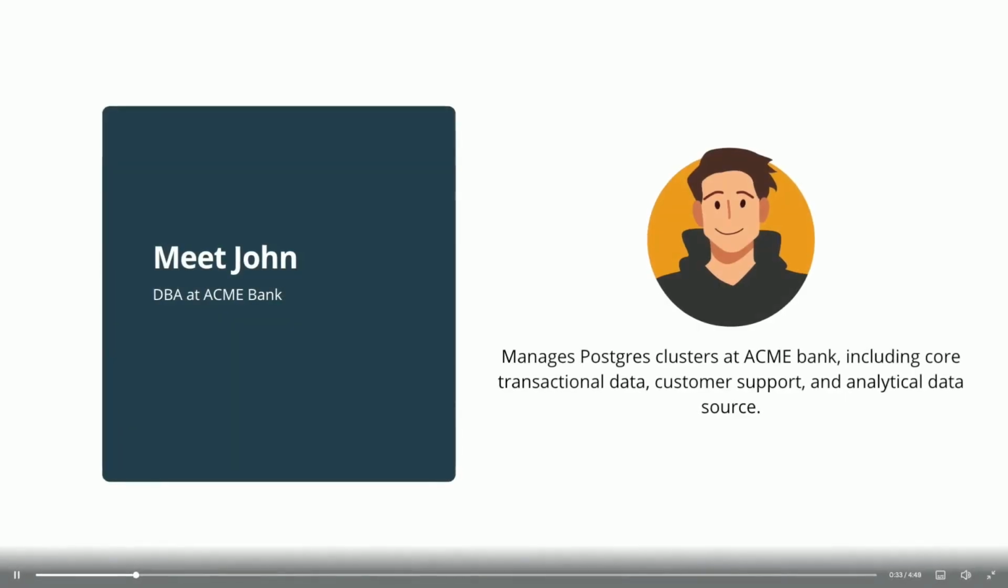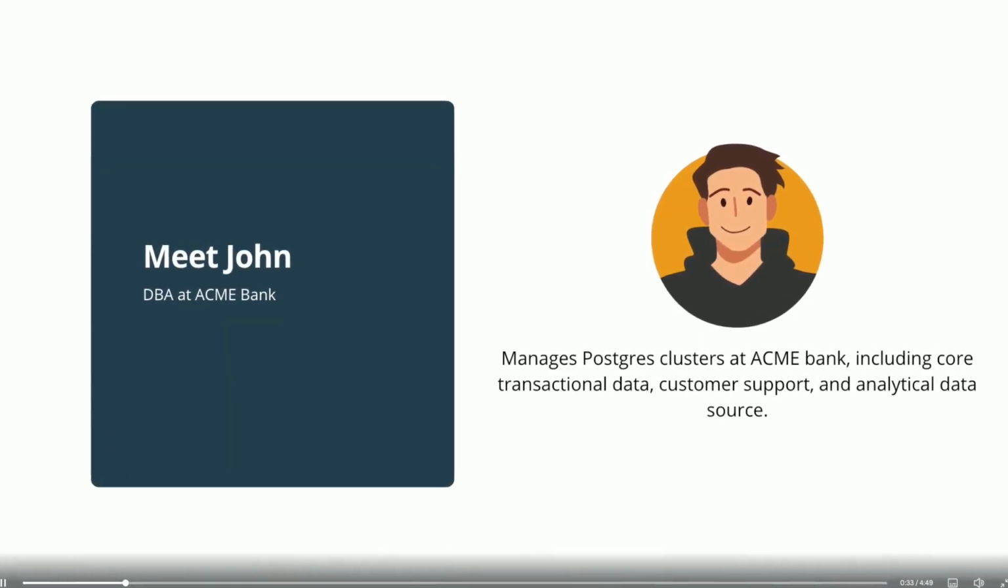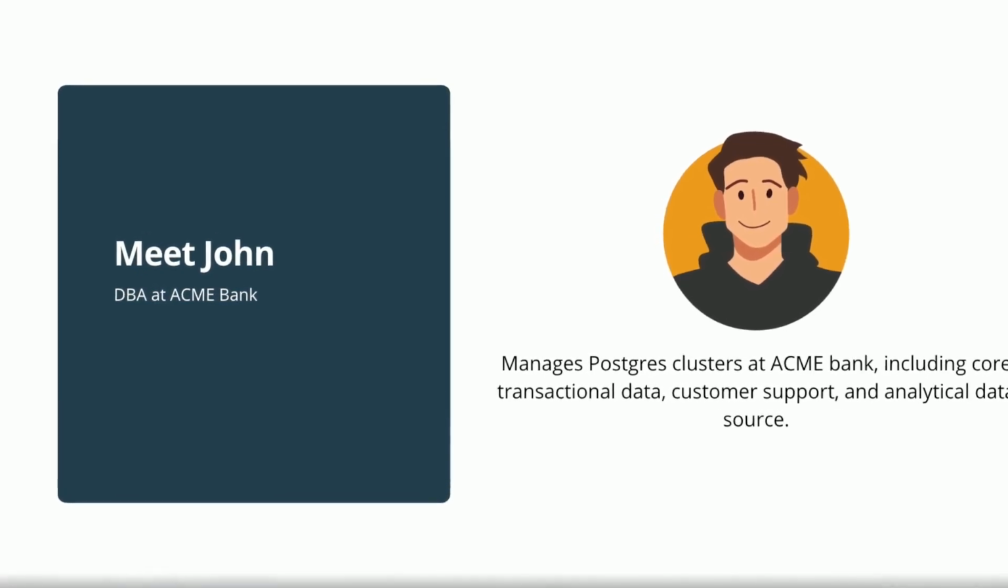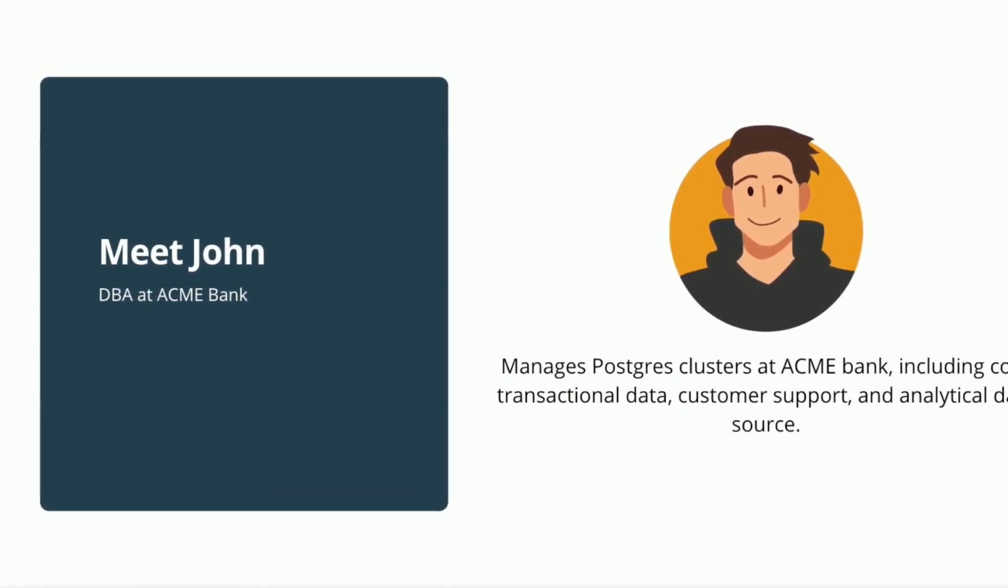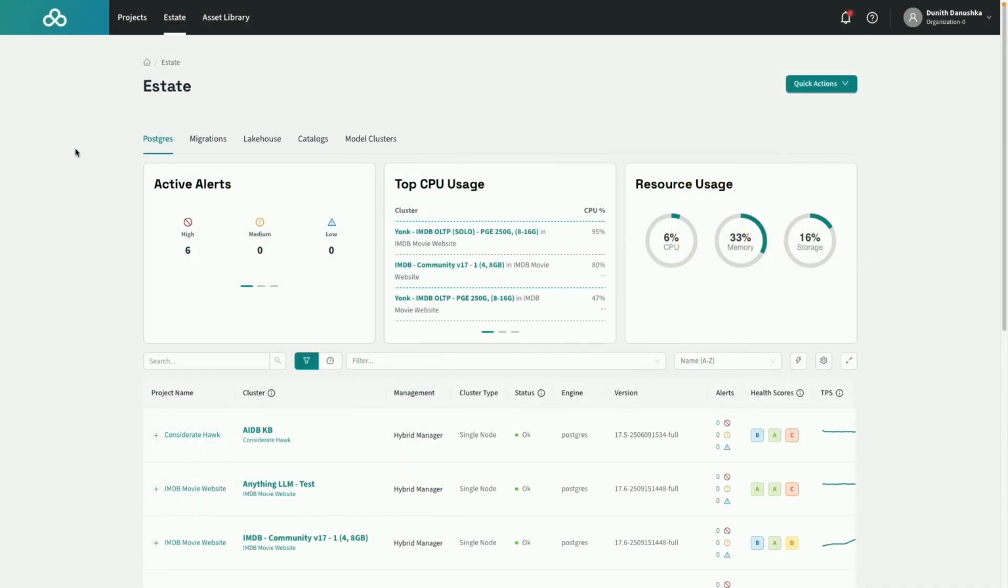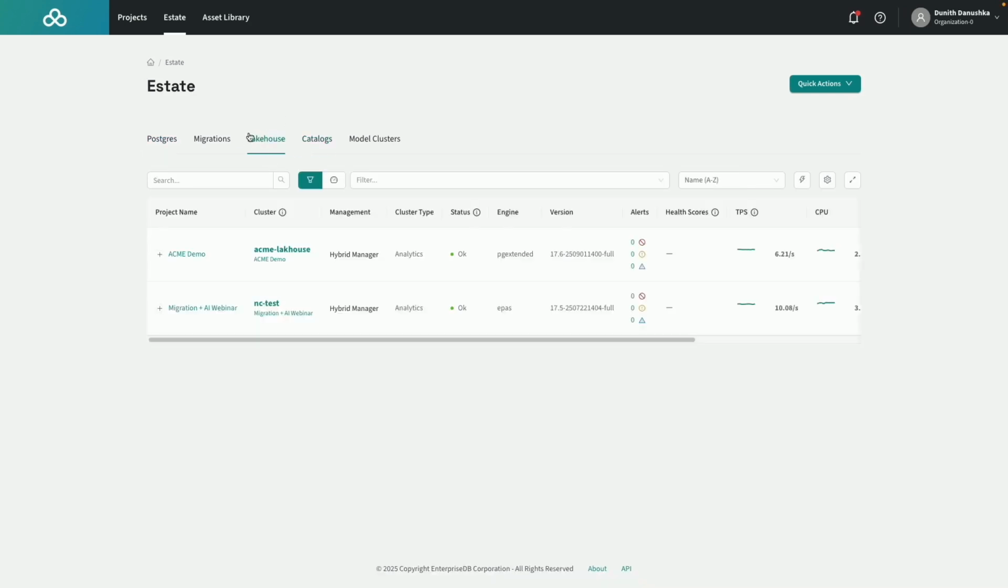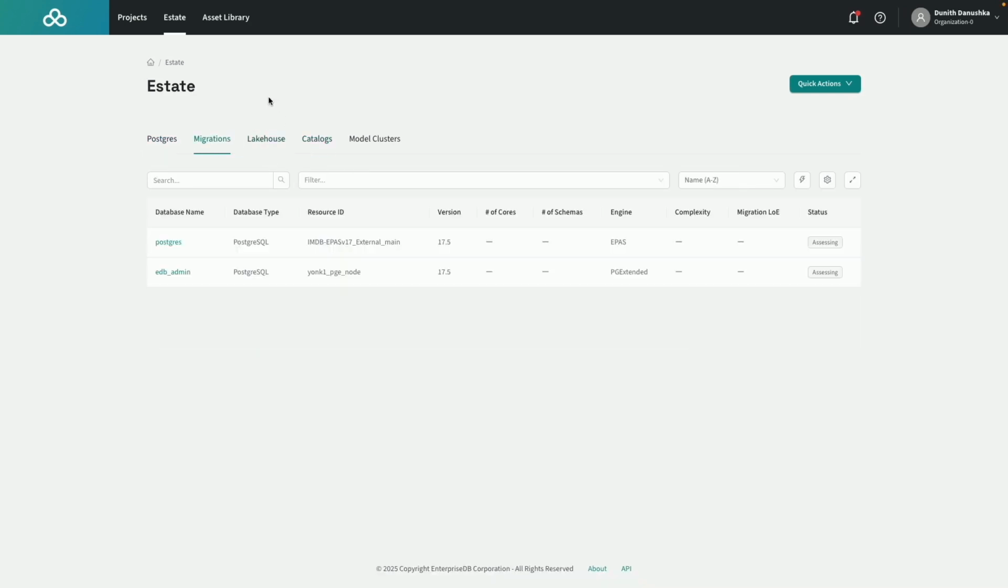Meet John, a database administrator at Acme Corporation. John manages multiple PostgreSQL clusters that power Acme's critical business systems, from core transactions to customer support and analytics. Using EDB Postgres AI Hybrid Manager, John can see his entire data estate in a single pane of glass, all clusters, catalogs, and projects organized and monitored in one place.